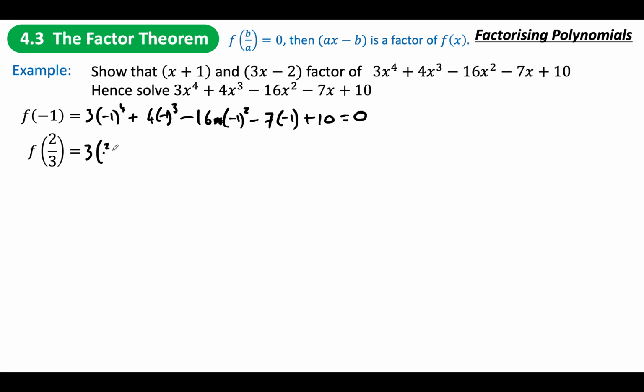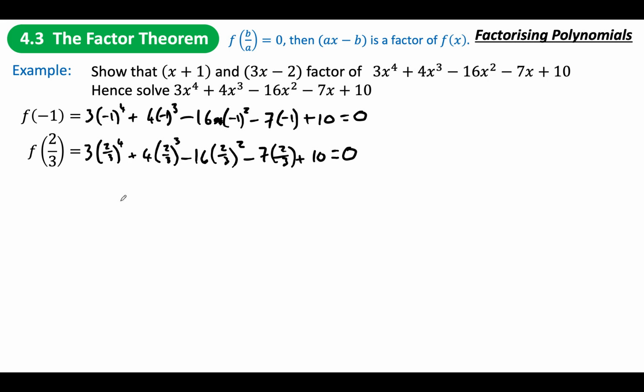So 3 lots of 2/3 to the power of 4, plus 4 lots of 2/3 to the power of 3, take away 16 lots of 2/3 to the power of 2, take away 7 lots of 2/3, and then obviously plus the 10 on the end. If this was a non-calculator paper, you would have to do all of that work. So this would be like 16 over 64 or whatever it is, and so on, and you'd have to work it out. As it is, if I put it in a calculator, it equals 0. Therefore, they are factors of it.